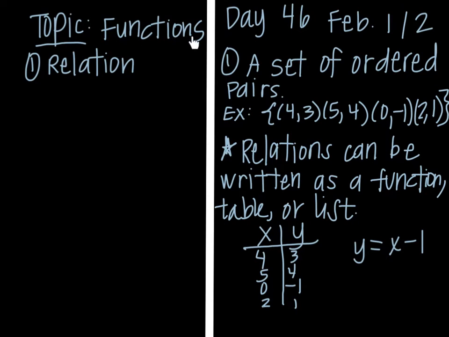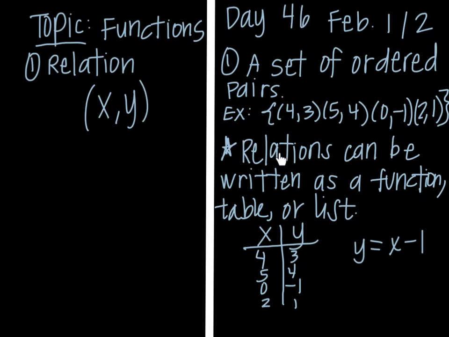Today's topic is going to be functions, some basic vocabulary words. Number one, relation. A relation is a set of ordered pairs. So here we have an example. Notice how we wrote this relation with the squiggly lines. Those are called the braces. So each ordered pair is written there. Remember, it's alphabetical order, X, then Y.